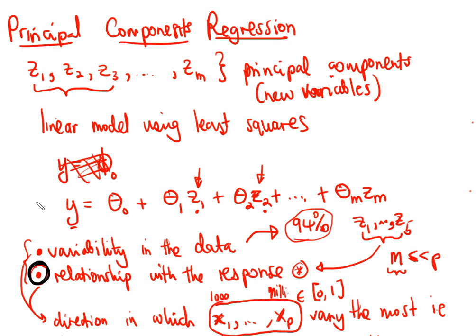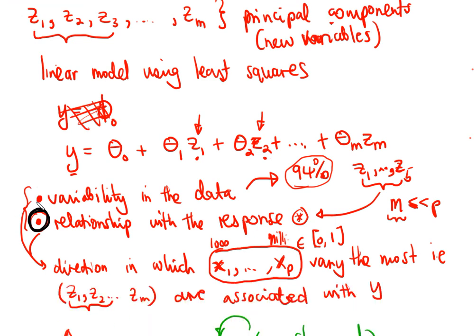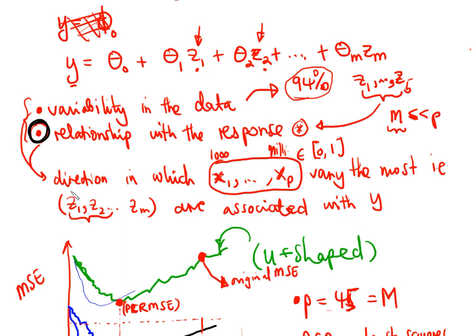So actually we are banking on the assumption that the directions in which the original data vary the most are associated with y. But this assumption sometimes fails, which means we are going to regress y onto some z's that don't have any relationship with it. And that is where partial least squares comes in.